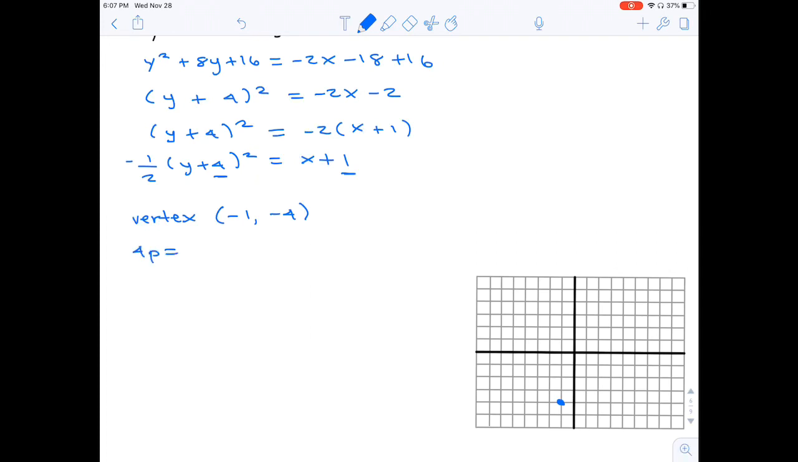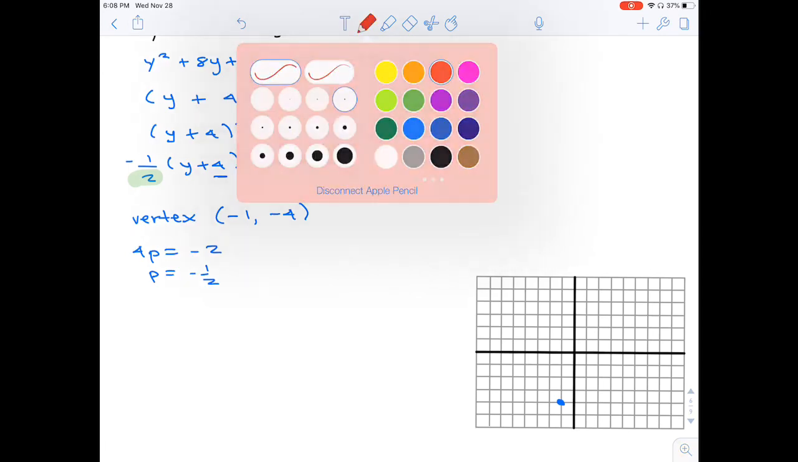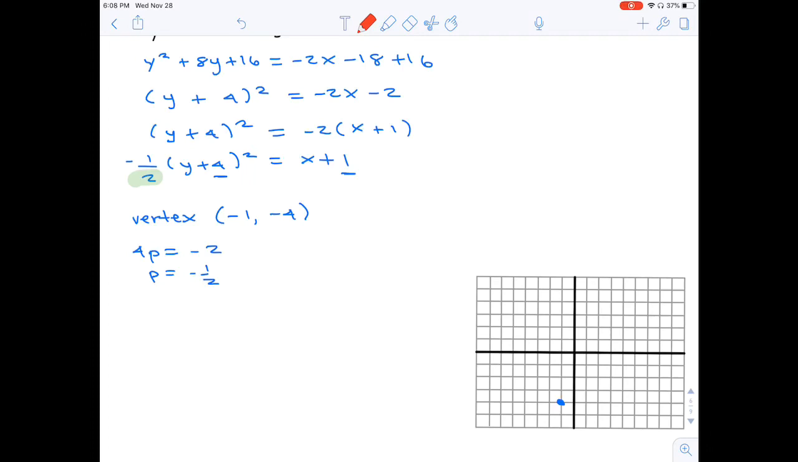it equal to this. Now in this case, I'm actually setting it equal to negative 2, because that fraction is negative. So I get p equals negative 1/2. So let's see, we said this was horizontal, so my focus is going to be to the left, negative 1/2. So right there, which means our directrix is on the opposite side of the vertex.